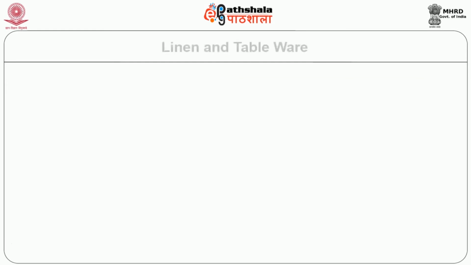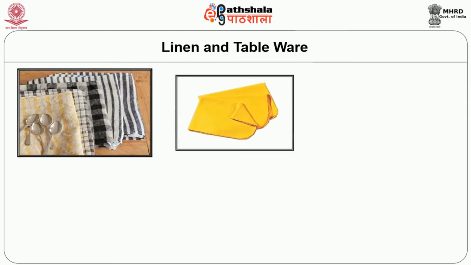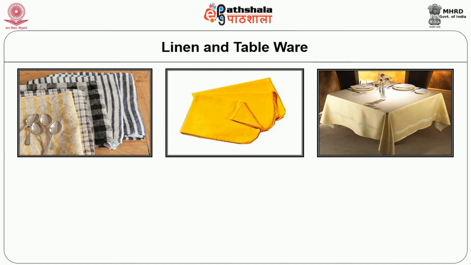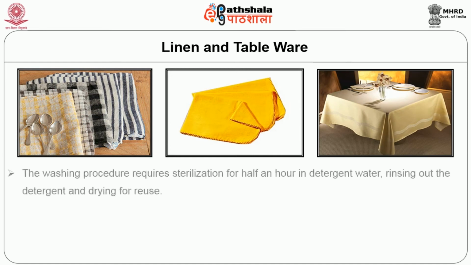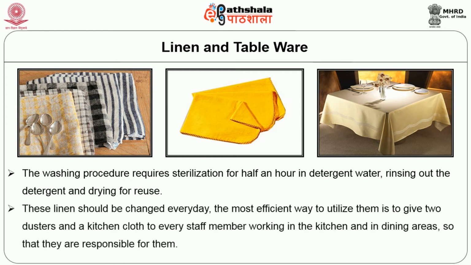So next, the thing which is very much important in management is linen and tableware. Linen includes kitchen cloths, dusters and table linen. The washing procedure requires sterilization for half an hour in detergent water, rinsing out the detergent and drying for reuse. These linen should be changed every day.